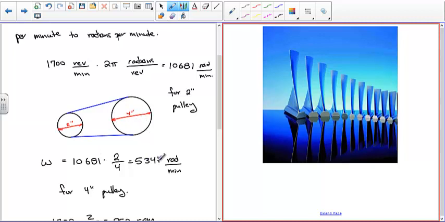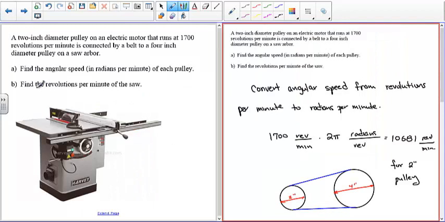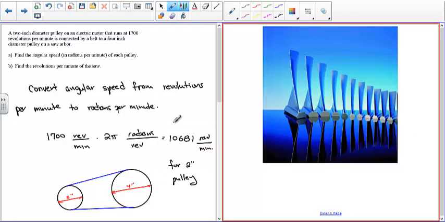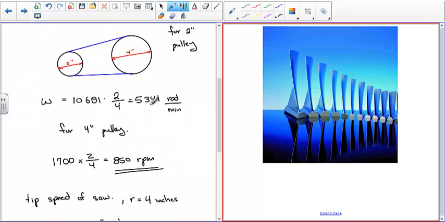5,341 radians per minute. So this belt arrangement is going to slow down how fast the saw spins, and we want the saw to spin at a certain rate based on safety and efficiency and things like that. So this is just to control the rotational speed of the saw blade. And then we need to convert this back, because it said find the revolutions per minute of the saw. So the radians per minute has decreased by a factor of 2. Hence, the revolutions per minute has also been reduced by a factor of 2. So instead of spinning at 1700 RPM, it's now 850 RPM.